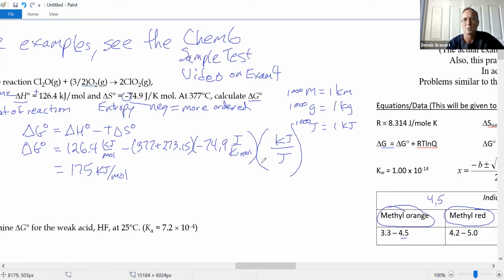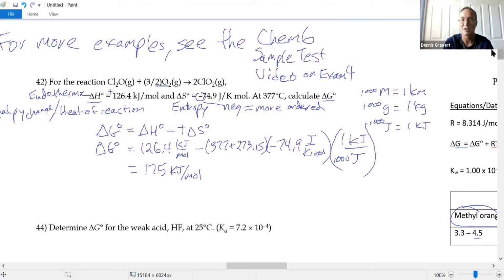Yeah, so 1,000 joules is 1 kilojoule. So add these together, multiply, multiply. Ooh, that's a minus, that's a minus. These become plus. Yeah, and then add it to 126.4. You should get 175, 3 sig figs. Yeah, the temperature and the S are in 3 sig figs.